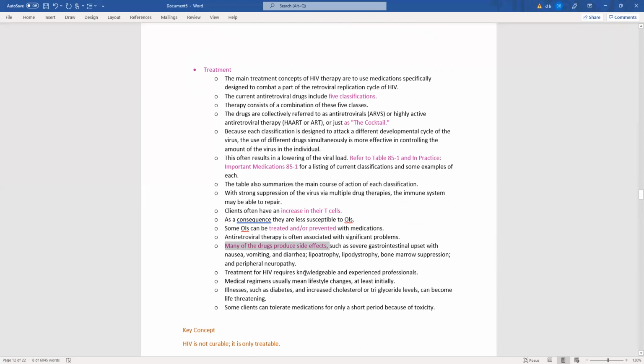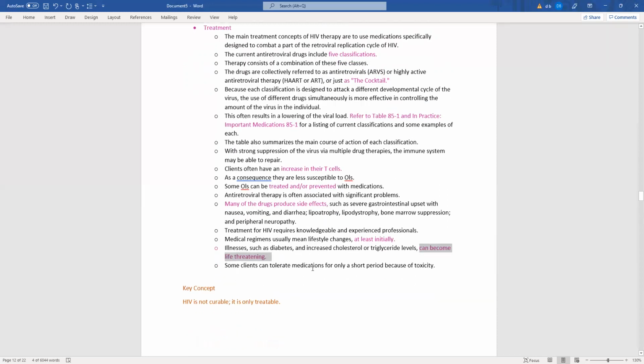Treatments for HIV require knowledge and experienced professionals. Medical regimens usually mean lifestyle changes, at least initially. Illnesses such as diabetes and increased cholesterol or triglyceride levels can become life threatening. Some clients can tolerate medications for only a short period because of toxicity.